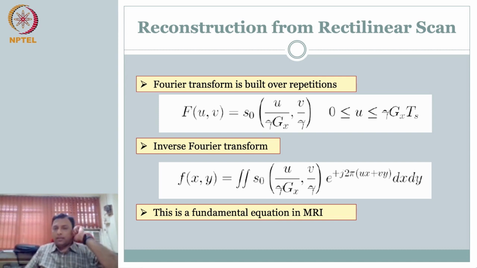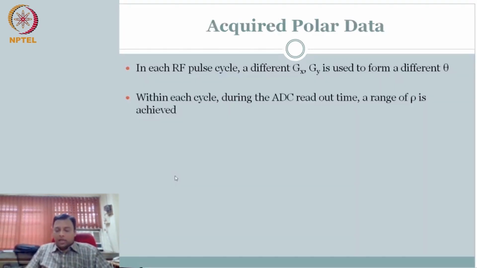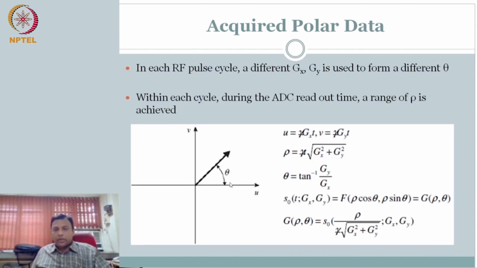Similarly, you can do this for polar coordinates. How do you organize the data? You have r comma theta, or rather, we won't call it r, we have been using rho. In the acquired data in polar coordinates, you acquire with Gx and Gy so that you can get different theta. The range direction we will call rho, and the angle is theta. Essentially we identify u as gamma Gx t and v as gamma Gy t. We apply Gx and Gy simultaneously, and the readout is for the same duration. Here you notice v also has the t.